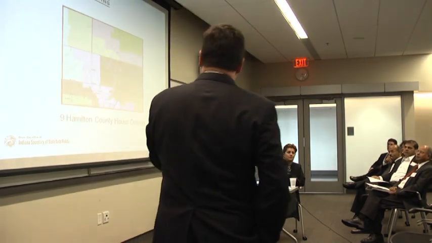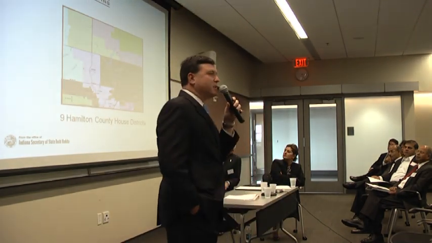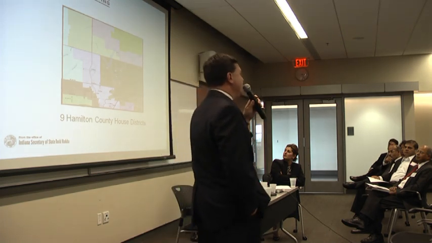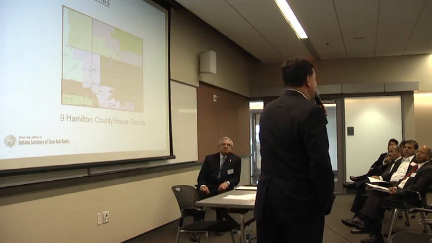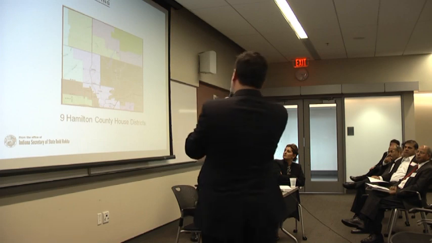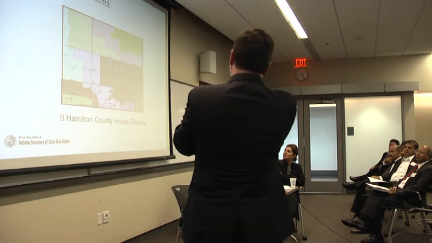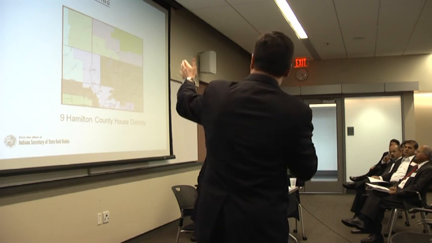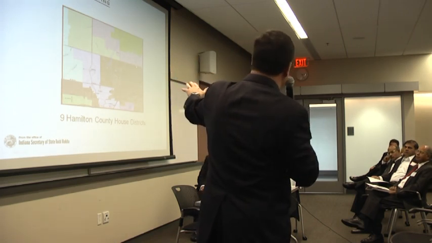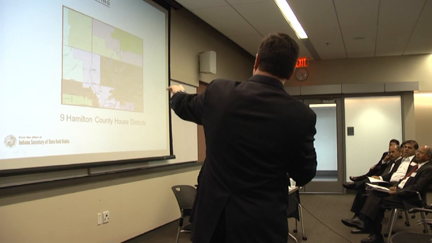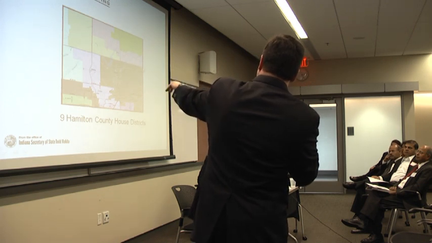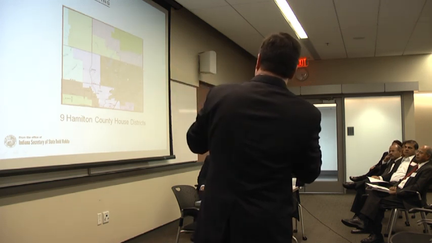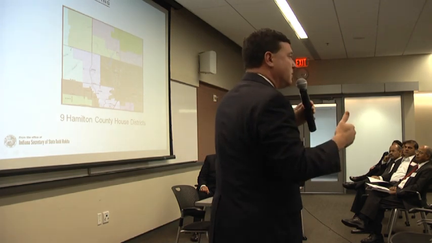This is Hamilton County, Indiana. Hamilton County has 3% of the Hoosier population, yet it has 9 House districts. Worse yet, the districts, as you can see, meander through the land, regardless of where the townships are, regardless of where the cities are. The arrow is pointing to the township lines, and you can see that the maps don't respect those known community boundaries.